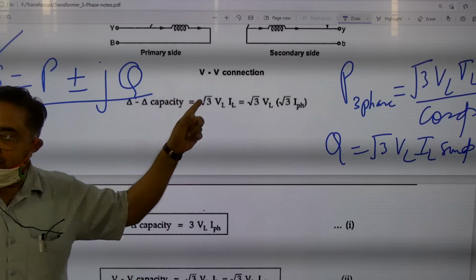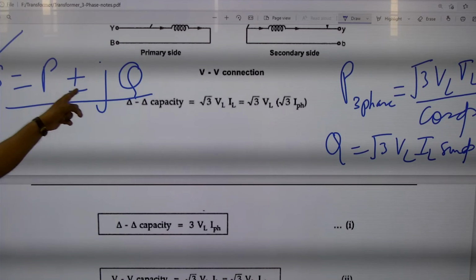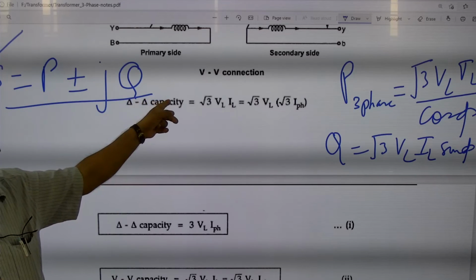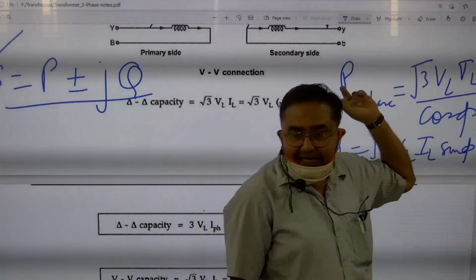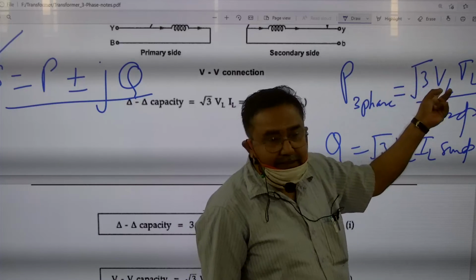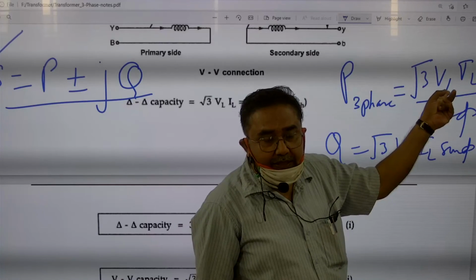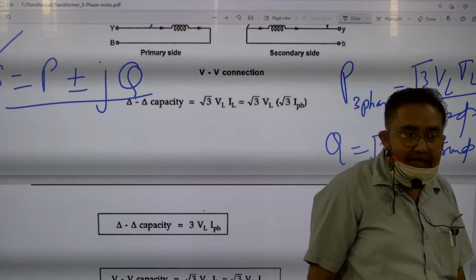S is the total or apparent power, P is your active power and Q is your reactive power. In case of single phase it is nothing but VI: S is VI, P is VI cos phi, and Q is VI sin phi. In case of a three phase circuit, S is root 3 VL IL, P is root 3 VL IL cos phi, and Q is root 3 VL IL sin phi.